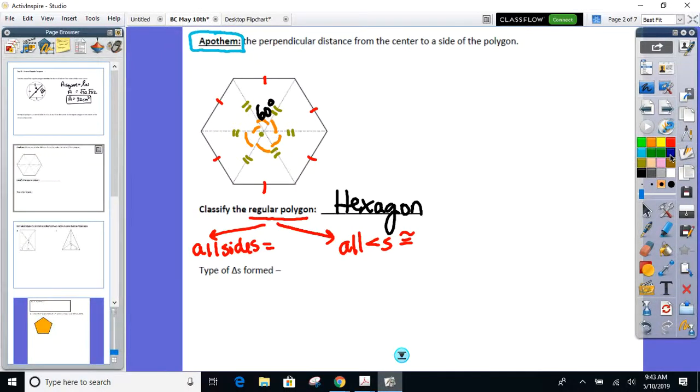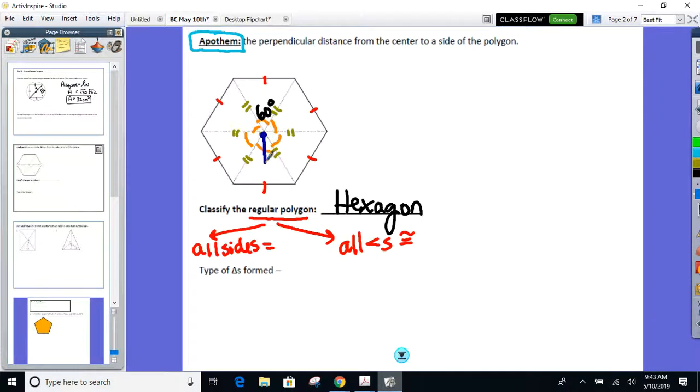Ready? From the center, it is a perpendicular line down to the side. Perpendicular meaning it forms a right angle. Okay, so the apothem, I could draw 6 of them here. In this case, I could draw 6 of them. Comes from the center, perpendicular to one of the sides. Very powerful segment. Here's why.